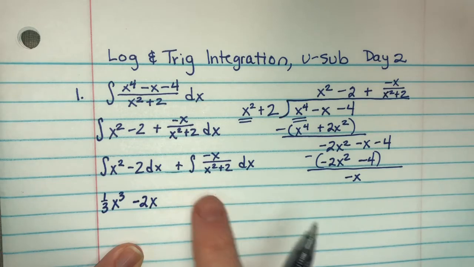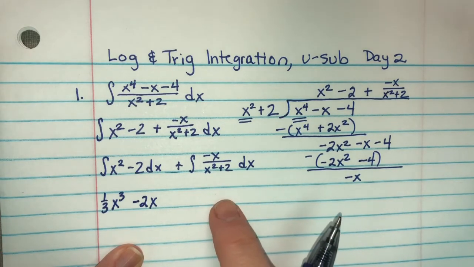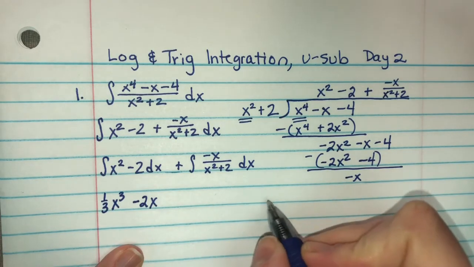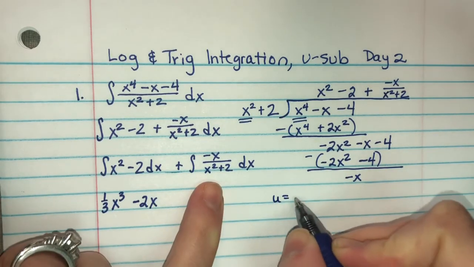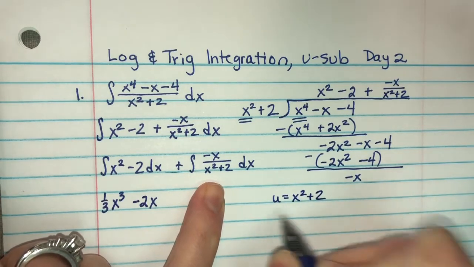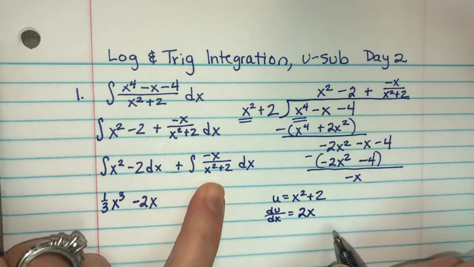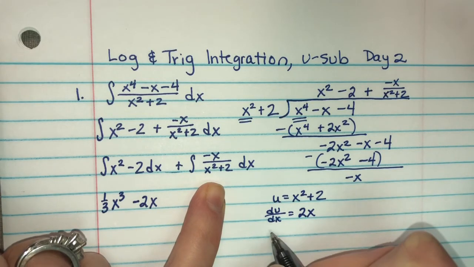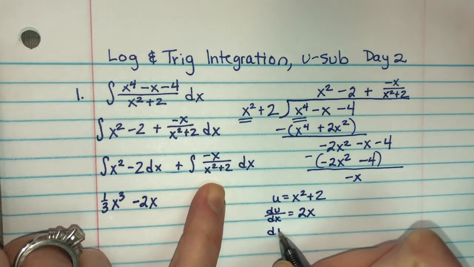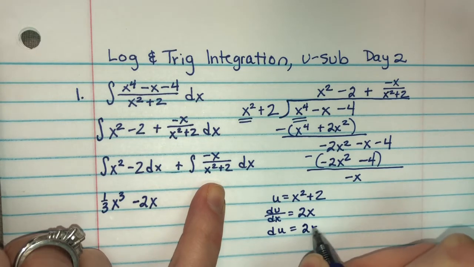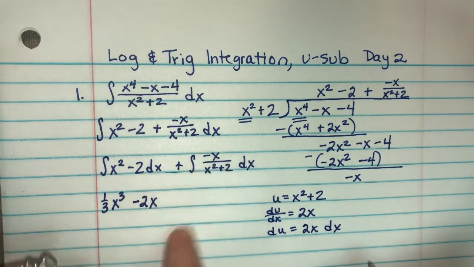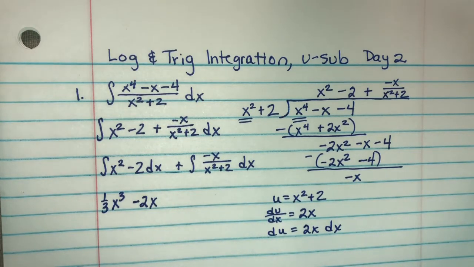All right, so how do we integrate this one? Well, this is a U-substitution problem. Do you recognize it? Our u is the denominator, x^2 + 2. The derivative of u with respect to x is 2x, and I can multiply by the dx on both sides, so du equals 2x dx. I don't have a 2 in the problem already, but I do have an x, so I'm going to multiply by 1/2 to isolate the x dx.